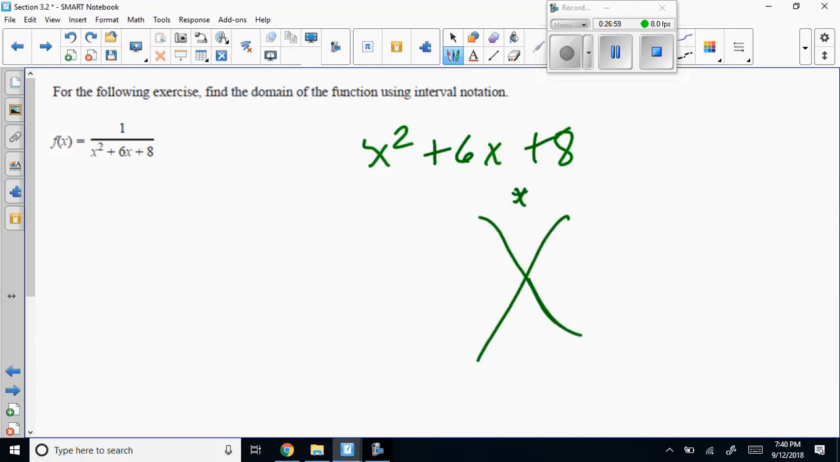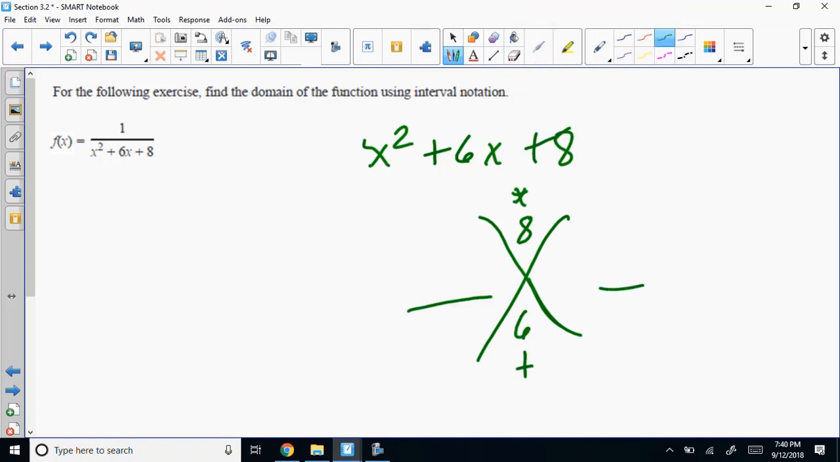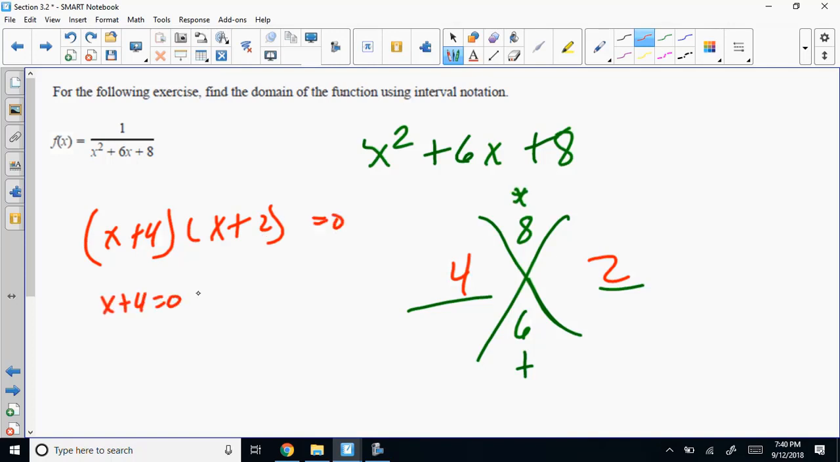So A times C is 1 times 8 is 8. So what are factors that when multiplied will give me 8, but add together to give me 6? That's 4 and 2. So I have x plus 4 and x plus what? So I set each one equal to 0. So x is -4 and x is negative what? 2. All right. Now, let's just hang on right there. Put a big old pause.